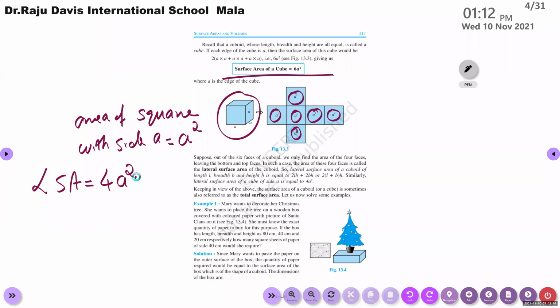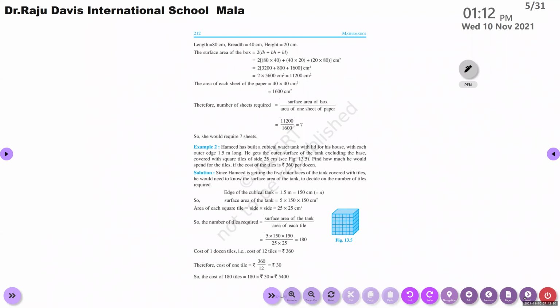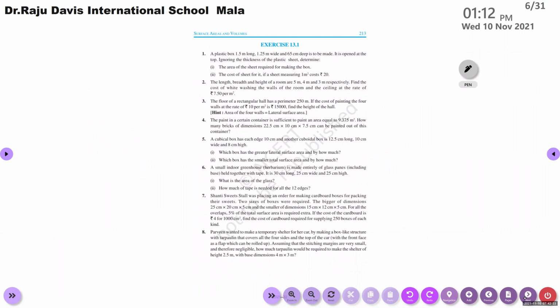So here we have only 4 formulae to study in this exercise. TSA of a cuboid is 2 into LB plus BH plus HL. TSA of a cube is 6 A square. Then LSA of a cuboid is 2H into L plus B. And LSA of a cube is 4 A square.